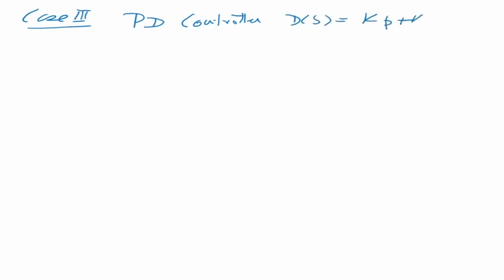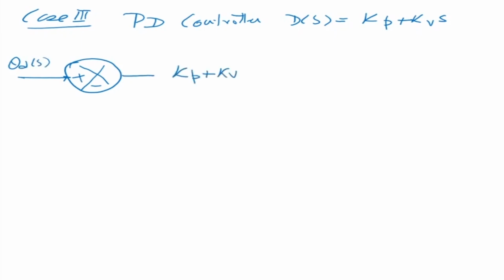Now let's look at the next part, which is case 3, which is PD control. The PD controller: my Ds is equal to Kp plus Kv into s. In the previous case, the Ds was equal to Kp only, so it's a proportional controller. Here my input is theta d(s) as usual, and it is Kp plus Kv into s.